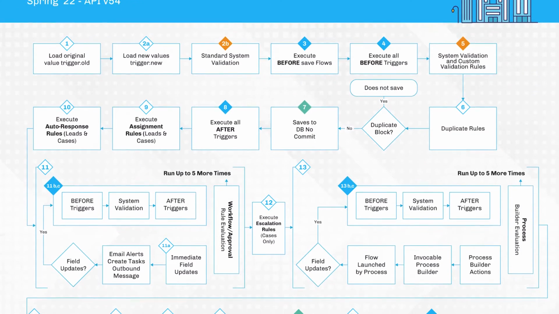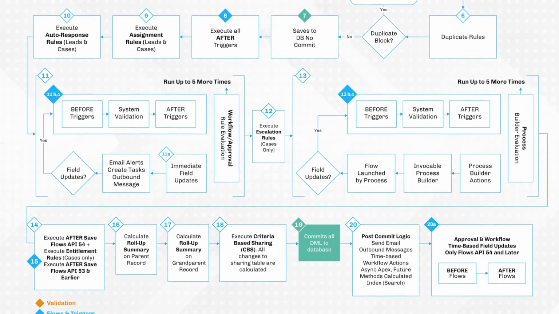The order of execution is really important when migrating your automations into Flow. You need to know when the workflow rules or process builders would run and make sure when they are moved into Flow, the overall process still works as expected. When planning your migration, I would recommend referring to the Salesforce Ben order of execution infographic and mapping out where the old automations run compared to the new ones.